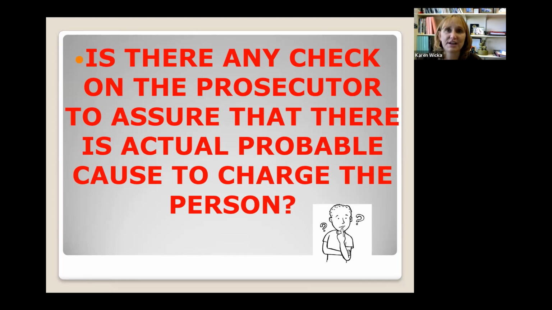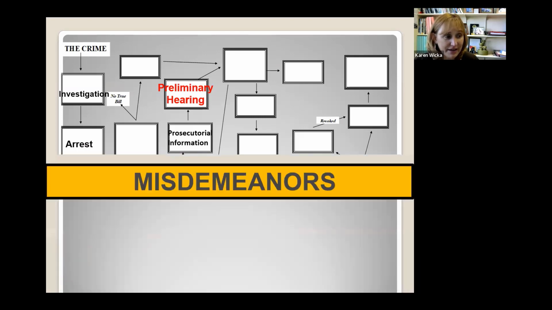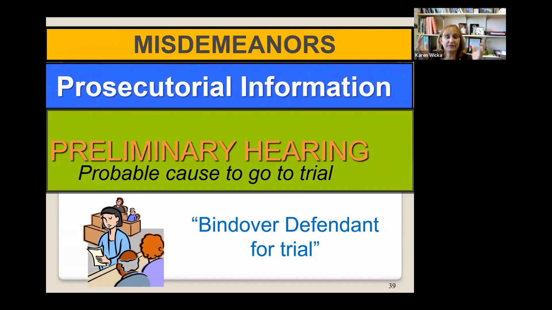So we still need a check on the prosecutor. We still want to make sure there's enough evidence to go forward and that they're not just biased or something like that and pressing charges. So what would be the check on the prosecutor to assure that there is in fact probable cause to charge the person? And that's what we would call the preliminary hearing. So the preliminary hearing is when the prosecutorial information that's submitted to the judge is reviewed by the judge. There's a little mini hearing, and the prosecutor has to put forth some evidence to convince the judge that there is in fact probable cause to continue on to trial.